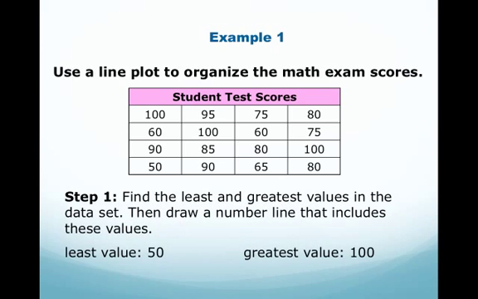Step 1. Find the least and greatest values in the data set and then draw a number line that includes these values. So looking at the table, we see the smallest value is 50 and the greatest value is 100. So we're going to make a number line that starts at 50, and I would suggest go by fives till it gets to 100.